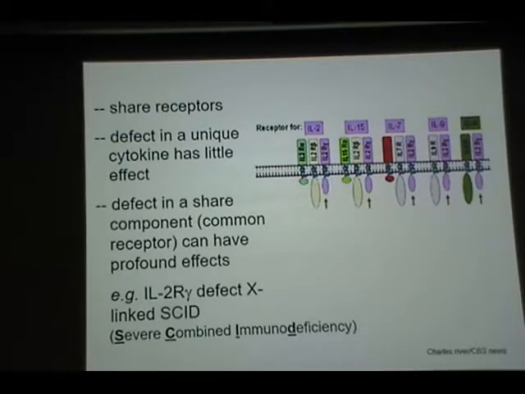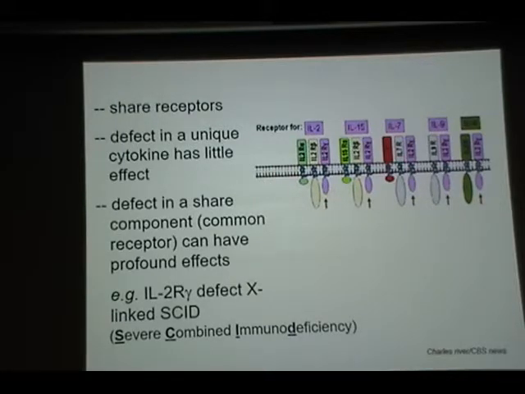However, they have the IL-2 receptor subunit in the receptor. So if you look at the IL-4 receptor, it has an IL-4 receptor chain, but it has the common subunit for signaling. So this receptor recognizes IL-4 as a ligand. However, the signal transduction and immune response will be very similar to IL-2, just because that subunit is there. So you can see here, defects in a unique cytokine have little effect on the whole immune system.